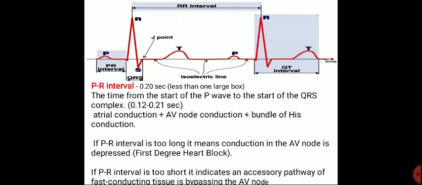While an interval comprises at least one wave plus the connecting straight line. In the interval, one wave is there and one straight line is there. So don't get confused with the segments and the interval. Segment is the straight line connecting the two waves. Interval comprises at least one wave plus the connecting straight line.